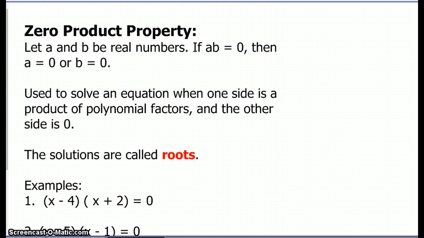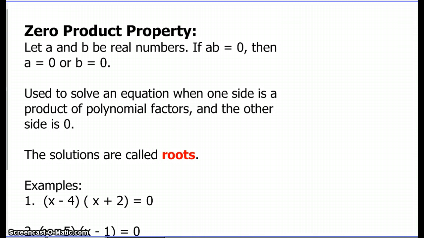To solve the equations, we're going to use a property that we all already know intuitively, and it's the zero product property. The zero product property says that if you let a and b be real numbers, if a times b equals 0, then a equals 0 or b equals 0. Well, this makes sense. If we have two numbers being multiplied together that equal 0, one or the other of them must be 0. We use this to solve the equations when two factors are being multiplied by each other and the equation is equal to 0, then one or other of the factors must be equal to 0.